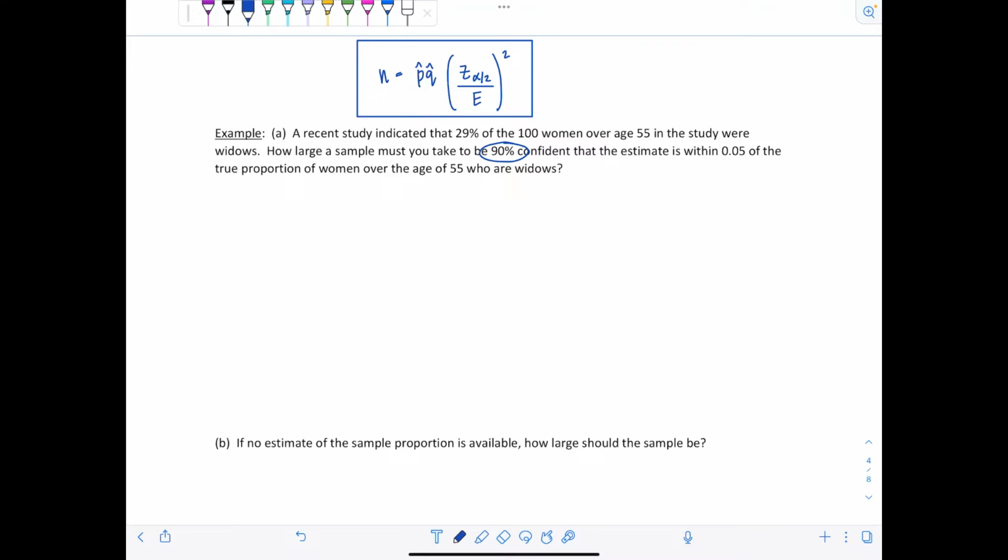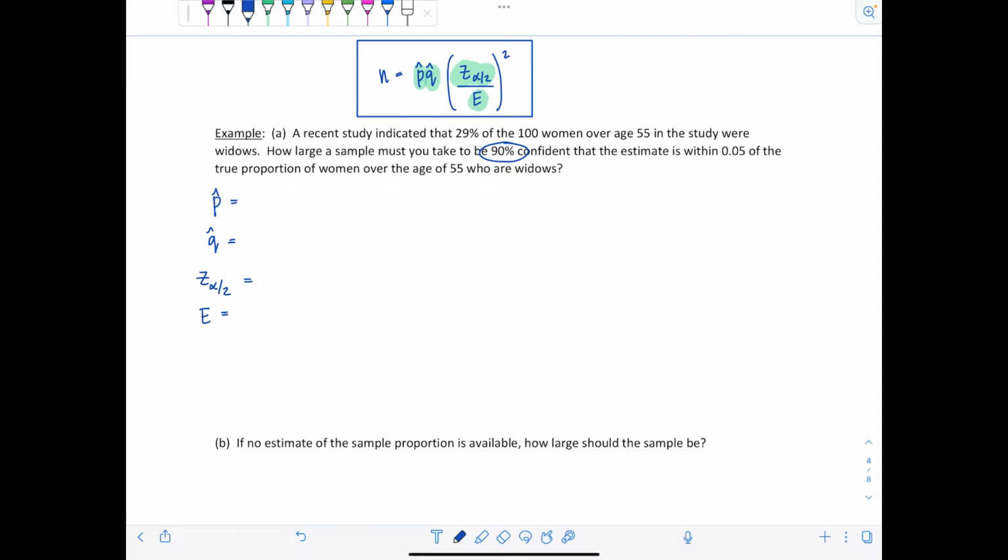Okay, so 90% confident, what I basically need to do to figure out n is get the p hat, get the q hat, get the z sub alpha over 2, and get the E. So let's make our list here. Where are all these values? Don't get overwhelmed when you read a problem and say, there's too many sentences, I can't handle it. Yes, you can. Suck it up.